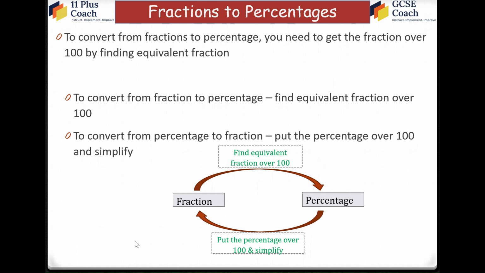So to convert from fractions to percentages, you find an equivalent fraction over 100. And to convert from percentages to fractions, you put the percentage over 100, because percentage means out of 100. You simply write it over 100, and where possible, simplify the fraction. So let's have a look at some examples.